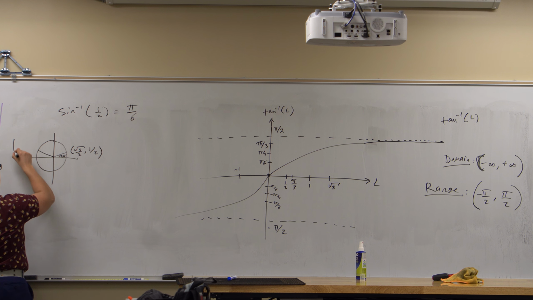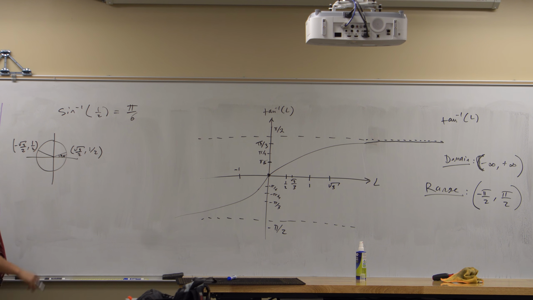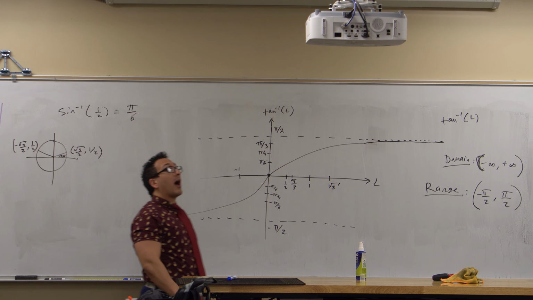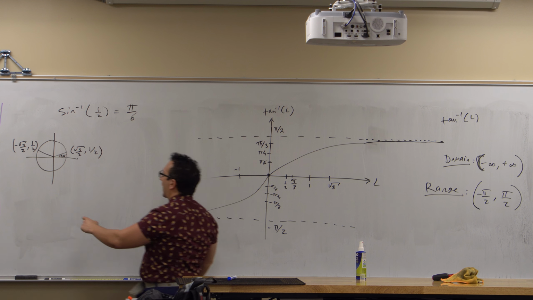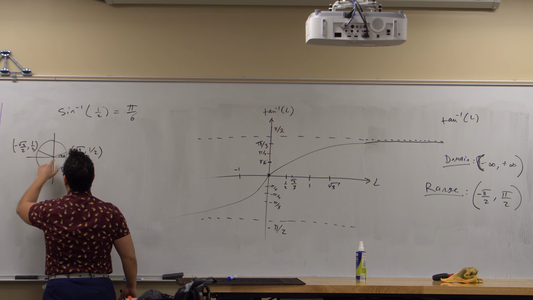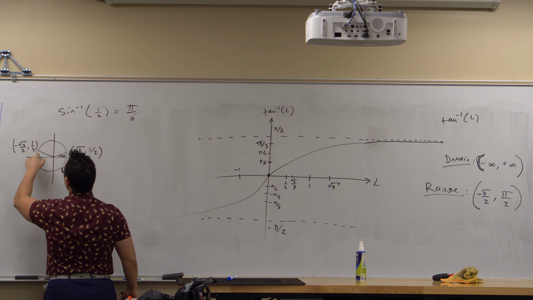I'm not going to tell you it, but I know that it will be negative root 3 over 2 for the cosine and a positive 1/2 for the sine. You will tell me, I know how to find that. If this is at pi, and this was pi over 6 over here, then this must be pi over 6.